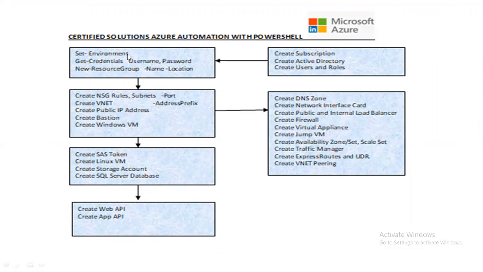First you set up the environment, like you want to turn off warnings and messages on the screen. You have to connect to your Azure connection. You have to use a username and password, and you have to create a resource group.